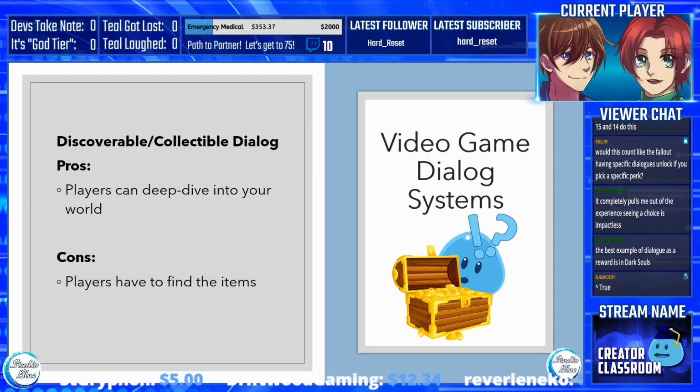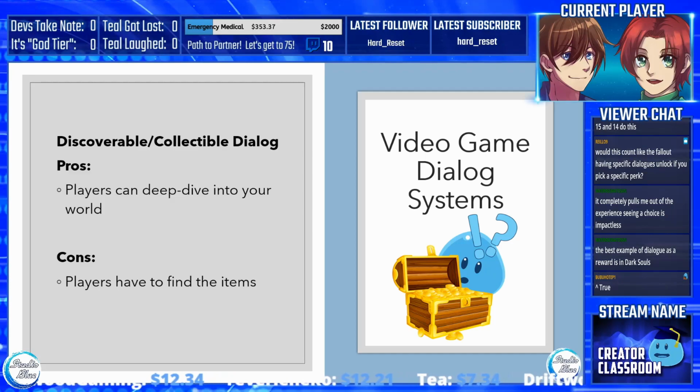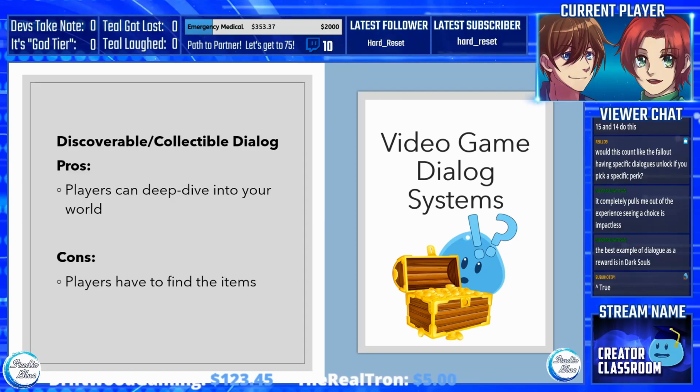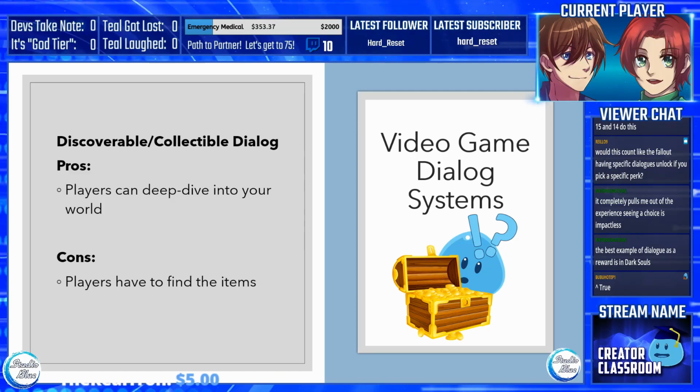The con to all this is that your players actually have to find the items. There are innumerable games where, if you don't find it, you actually are missing out on the story. So that is a con. You're relying upon the player's exploratory skills in order to find the story.